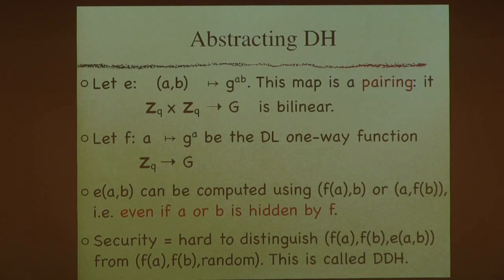And what is the security? The security assumption is that it's hard to distinguish triplets of this form from triplets of this form. And that's the definition of the decisional Diffie-Hellman problem. So now here's an interesting question. If I want to have a Diffie-Hellman analog with lattices, which pairing am I going to use? Which one-way function am I going to use?